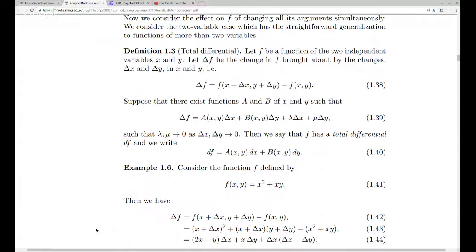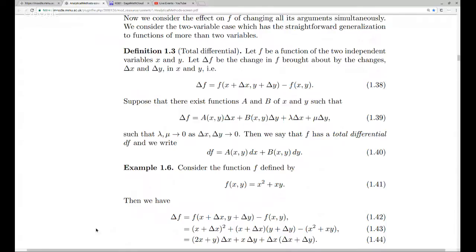And the property that these coefficients lambda and mu have is that they both converge to 0 as the changes delta x and delta y converge to 0. So in the limit, as you look at points which are ever closer and closer to the base point (x, y), as you let these changes delta x and delta y converge to 0, the limiting behavior of this change quantity is really this function A, whatever it is, times delta x, and this function B, whatever it is, times delta y.